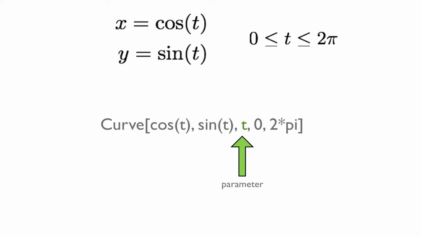And then we have to specify the parameter. This is the variable t. And then the interval on which the parameter ranges over. So the start at 0 and the end at 2 pi.